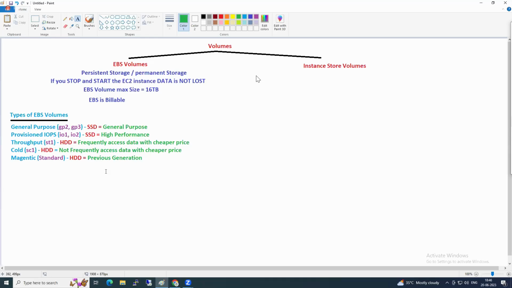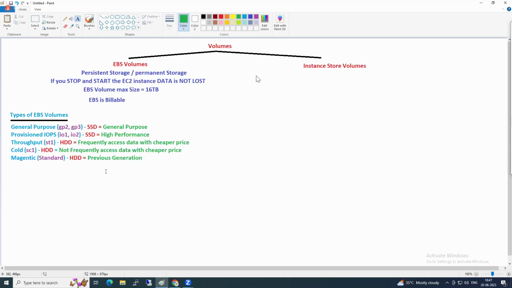If I ask you a question, what are the different types of EBS volume you have? What is the answer that you should say? GP2, GP3, IO1, IO2, ST1, SC1, standard. Say that again. Very good. So if someone asks you in an interview or in certification questions also, these are the different types of volumes. Now, which volume to use when?